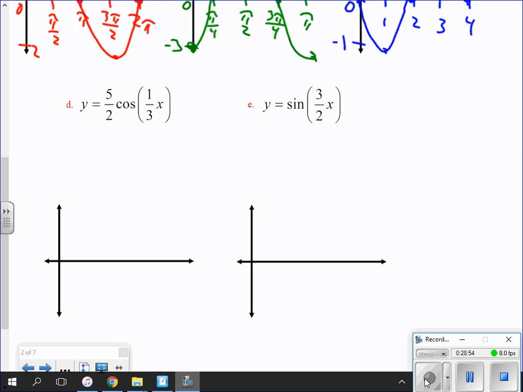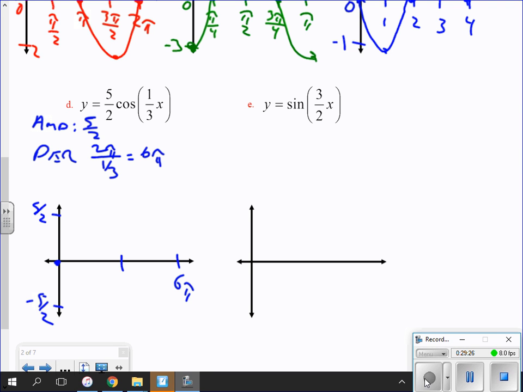So the first one here, our amplitude is 5 halves. We have 5 halves and negative 5 halves. That's not too bad. Period's not that difficult on this one either, but it's not great. So our period on this one is 2 pi divided by 1/3, which is 6 pi. Okay. So we go from 0 to 6 pi, and we have to divide that evenly.